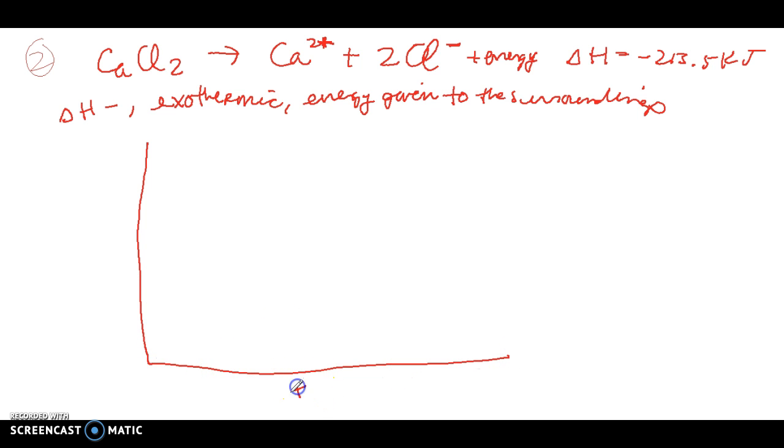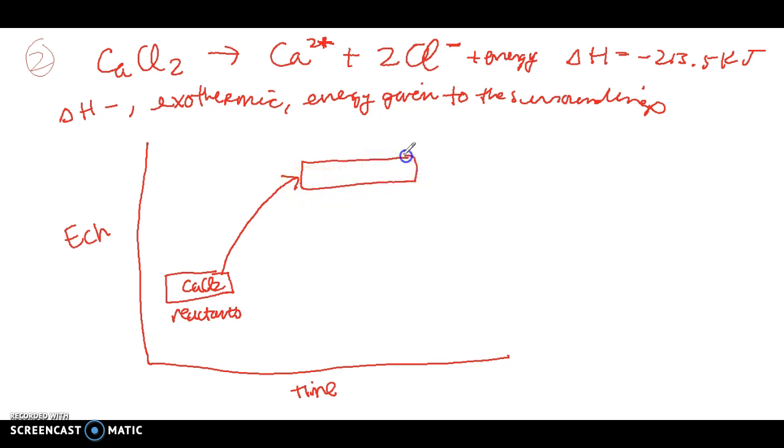Down here is going to be time or reaction progress, and this is going to be the chemical potential energy. I'm going to start my reactants anywhere that I feel like, and that's going to be the CaCl2. I'm going to add energy into the system. That breaks the bonds, and that's going to give me a calcium and a chloride and a chloride. Remember, that's energy in. That's what breaks the bonds. It takes energy to break the bonds.